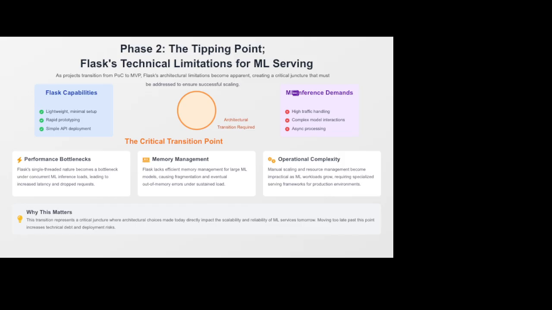What are those? Primarily the performance bottleneck, because Flask works on a single-threaded model, and it struggles when we have concurrent requests coming in, and the deployed machine learning model has to infer the load in parallel, and hence increases the latency and makes it inevitable to drop the forthcoming requests. Memory management and operation complexity, because we don't have the privilege of defining the memory management, and also how we can reduce the associated operational cost. That is something that kicks in when we need to scale our product for real-time production usage.